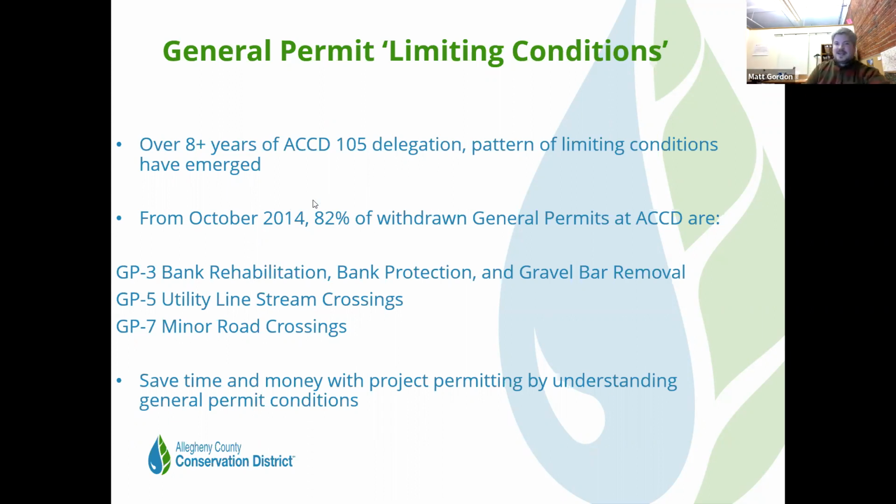Okay, general permit limiting conditions. ACCD got the delegation in October of 2014. In the last 8 years of the delegation, there's a pattern of limiting conditions that have emerged. 82% of our withdrawn general permits since October 2014 are the GP3, bank rehabilitation, protection, and gravel bar removal, the GP5, utility line stream crossings, and the GP7, minor road crossings.